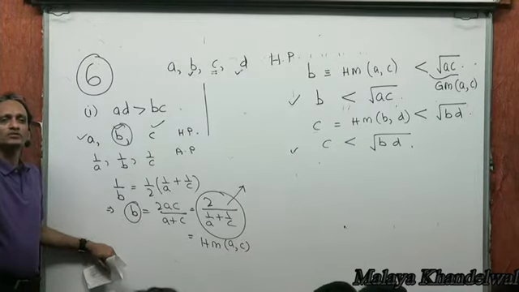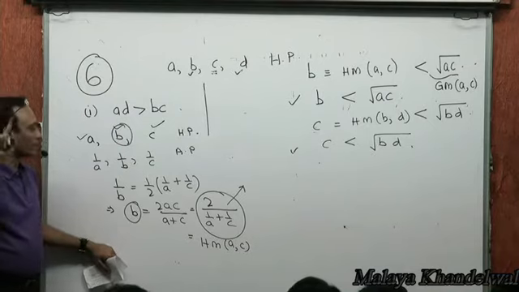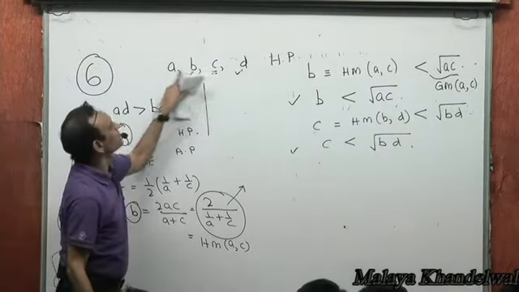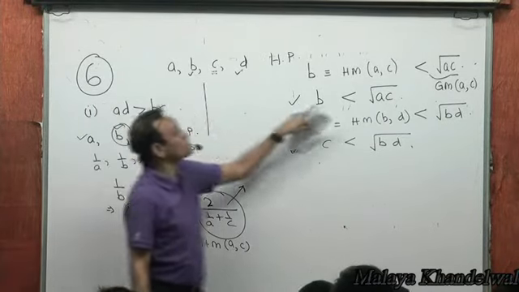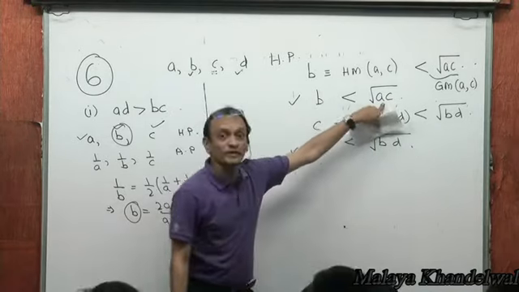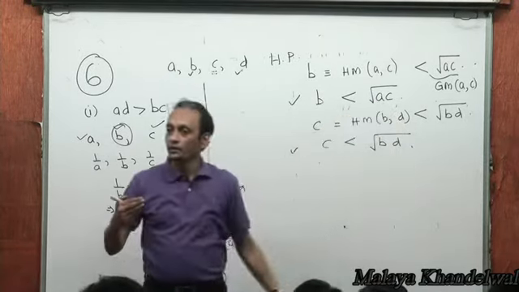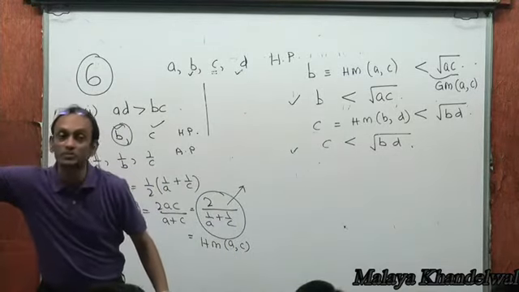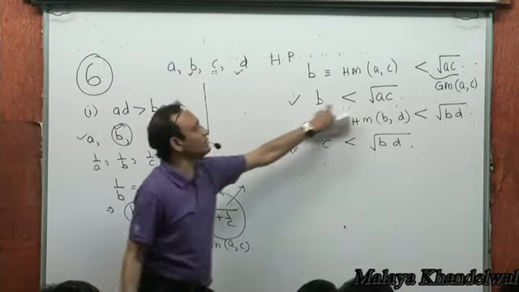Are you still lost? Okay. Therefore, if A, B, C are in HP, B must be the harmonic mean between A and C. But the harmonic mean between two numbers, which is B, must be less than the geometric mean between the two numbers, root AC. HM will be less than GM and GM will be less than AM if numbers are positive and distinct. So now do you understand B less than root AC?